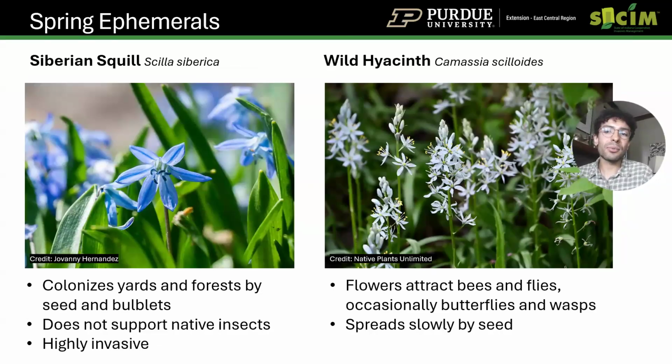So Siberian squill, Scilla siberica. This is a really challenging invasive species that I've personally been managing on a number of properties here in Wayne County. This one really can be difficult to manage because it spreads so rapidly by seed and bulbs. And it has a really waxy cuticle. So if this does get established, if you have this planted in your yard, there's limited success in terms of using herbicide to control it.